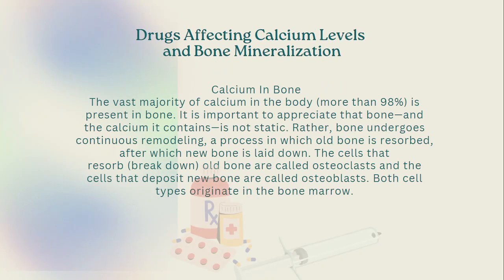Calcium in bone. The vast majority of calcium in the body is present in bone. It is important to appreciate that bone, and the calcium it contains, is not static. Rather, bone undergoes continuous remodeling, a process in which old bone is resorbed, after which new bone is laid down. The cells that resorb old bone are called osteoclasts, and the cells that deposit new bone are called osteoblasts. Both cell types originate in the bone marrow.